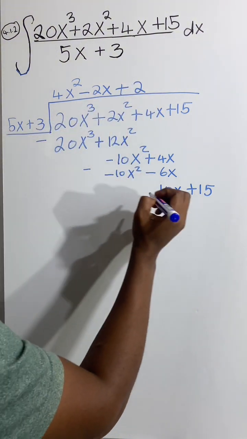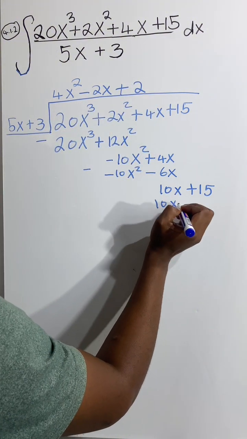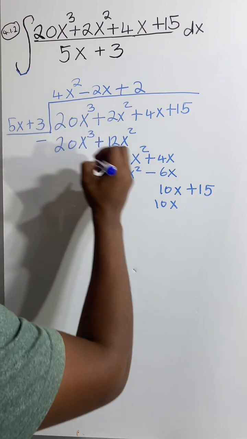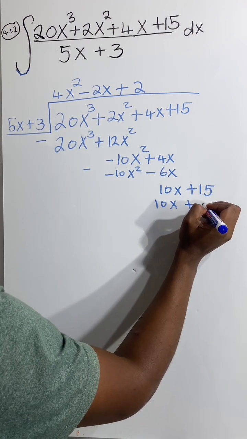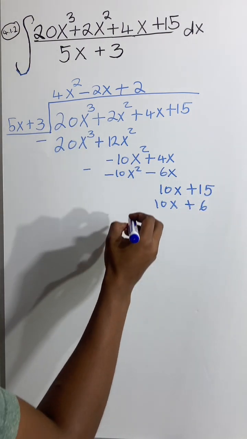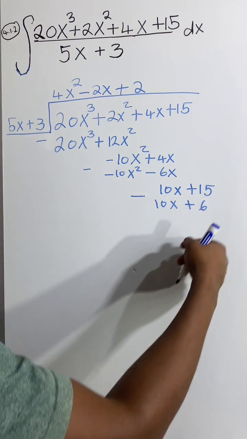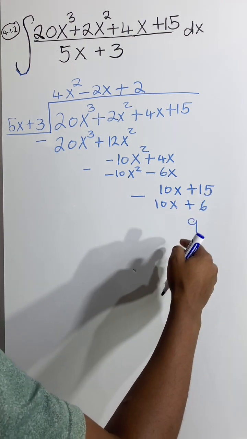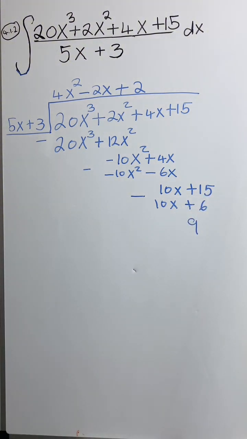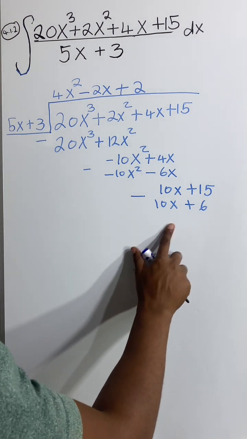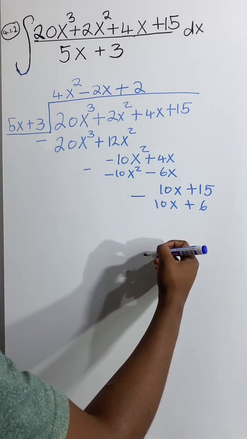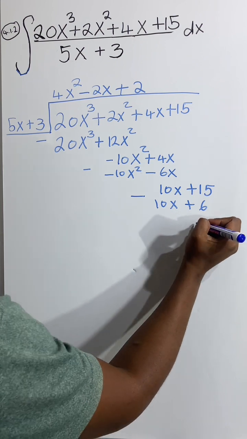2 multiplied by 5x is equal to 10x. 2 multiplied by 3 is equal to positive 6. From here, 10x minus 10x is equal to 0. 15 minus 6 is equal to 9.